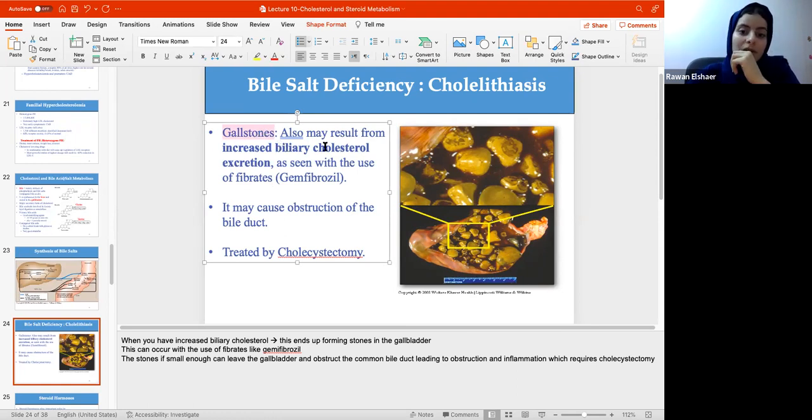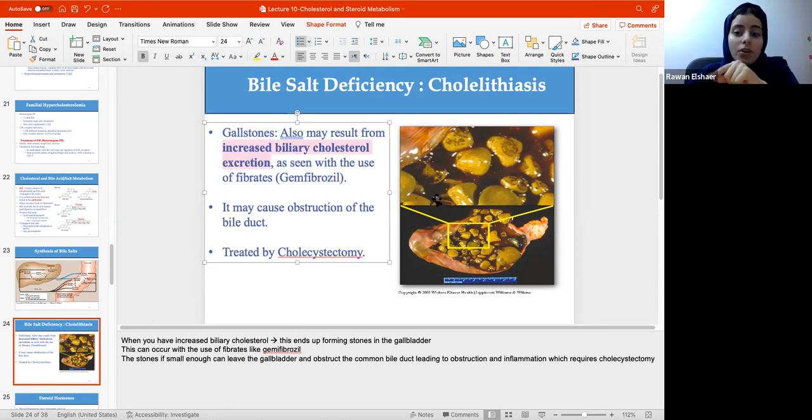The reason gallstones exist is when there's so much cholesterol in the bile. So it's due to increased biliary cholesterol excretion. This happens when you have high cholesterol, for example. There are other causes too, like obstruction in the biliary tract and other things. You don't need to know about them right now. But increased biliary cholesterol excretion is one of the main causes of gallstones, and that's what you need to know.